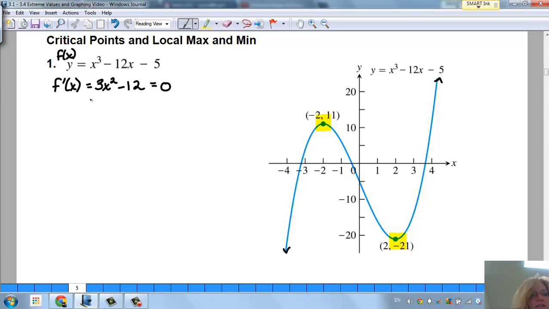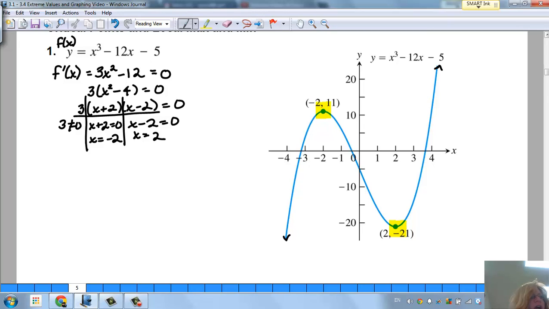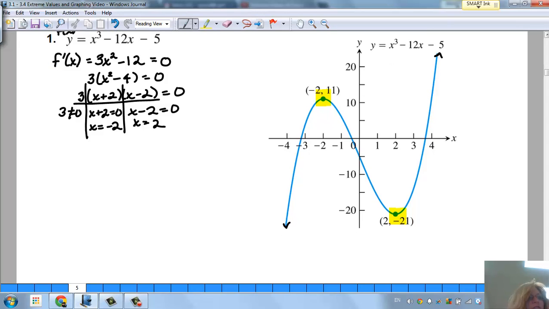When I do that, I can factor out a 3, so I have x squared minus 4 equals 0. Then I see I can factor it some more, so I have 3 times x plus 2 times x minus 2 equals 0. Then I do a huge big T. 3 will never equal 0. X plus 2 can equal 0. X minus 2 can equal 0. X equals negative 2 and x equals 2. All right, so I have solved for x. This is the x value of our critical points.